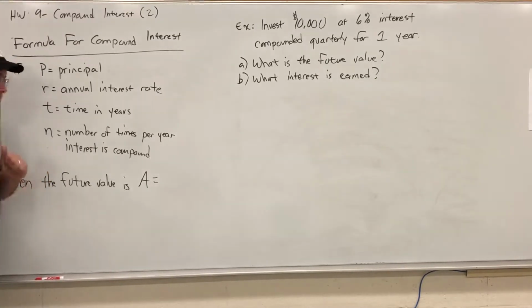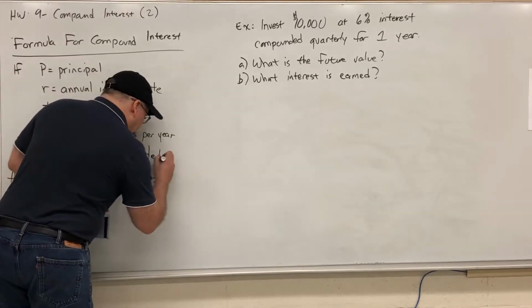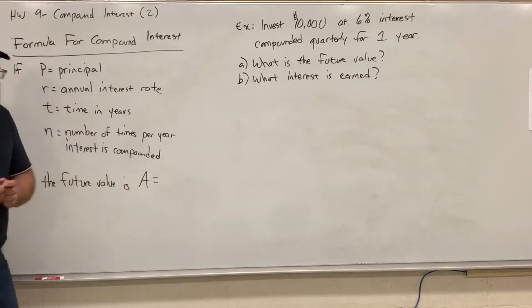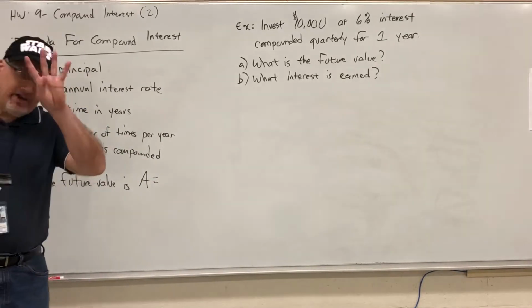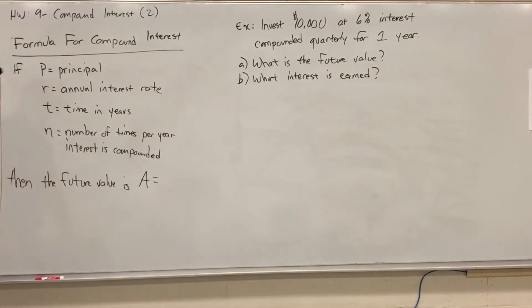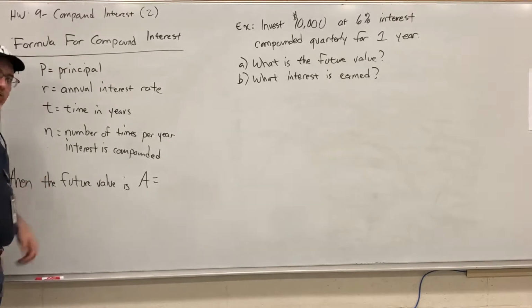No banker's rule here. But we have a new variable, n. It's the number of times per year interest is compounded. For example, in the previous video, we got interest after every 3 months. So within a year, that means we got interest 4 times. Then the future value is, and here comes the formula, the variable A is still representing future value.